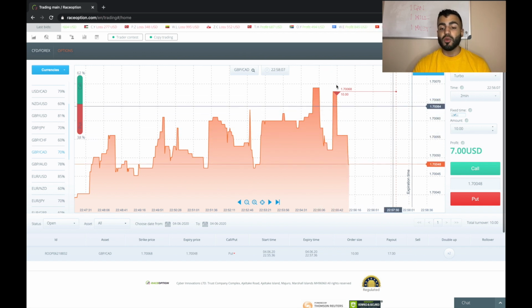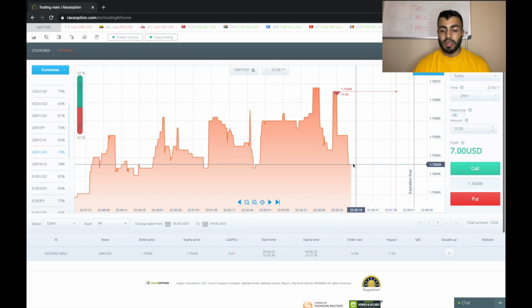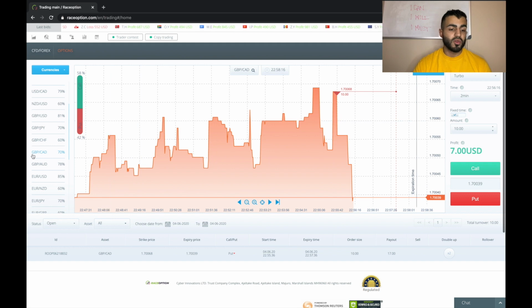So if within these 2 minutes I actually get a trade that falls below my entry point, I make back 70%, which is what GBP CAD is paying out right now. I'll be making $7 profit on this trade.